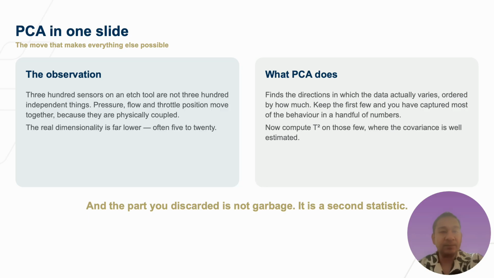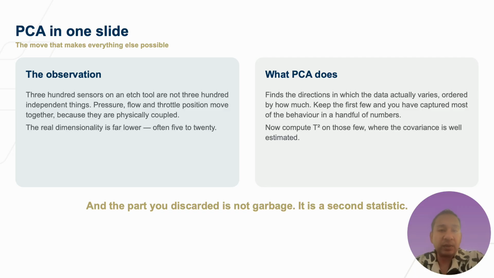PCA in one slide. The observation first. 300 sensors on an etch tool are not 300 independent things. Pressure, gas flow, throttle position move together because they are physically coupled through the vacuum system. RF forward and reflected power are coupled through the match network. The real dimensionality is far lower than the sensor count, often 5 to 20 directions account for most of the behavior. PCA finds those directions, ordered by how much variation each accounts for. Keep the first few and you have captured most of the behavior in a handful of numbers.